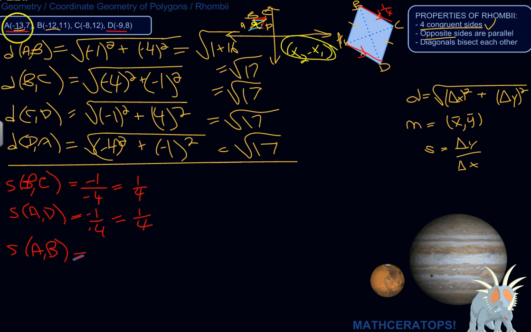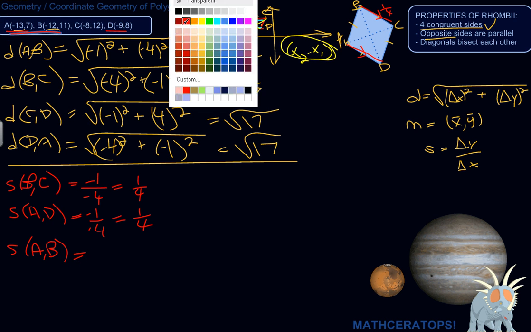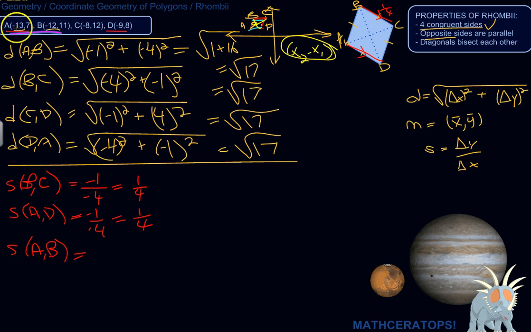Alright, the difference in the y's. We're looking at AB. Let's switch colors. AB, the difference in y: 7 minus 11 is negative 4. Negative 13 minus negative 12 is negative 13 plus 12, which is negative 1. Negative 4 over negative 1 is equal to 4, slope of 4.